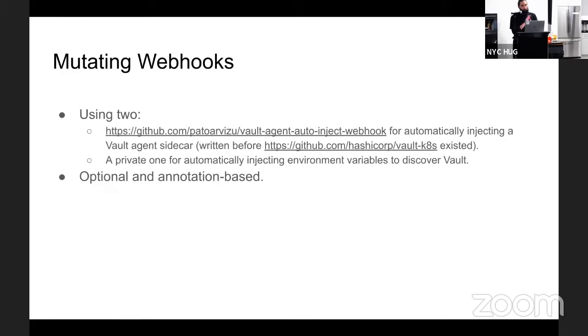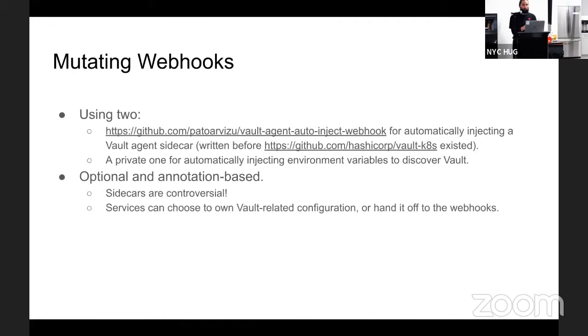We wanted to make these two webhooks optional and annotation based. Optional because sidecars are controversial. I don't know why people are so against sidecars, and there's a bunch of memes, and I get it, but there are benefits. Because they're controversial, we didn't want to force them on people, so we add them as optional if you add the annotation. That way the services can choose to own their Vault configuration or just hand it off to webhooks. It's like, I add my annotation and I trust that that's going to happen behind the scenes for me, and I don't have to put anything in source control.